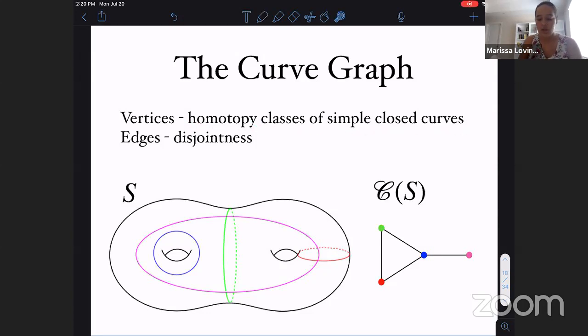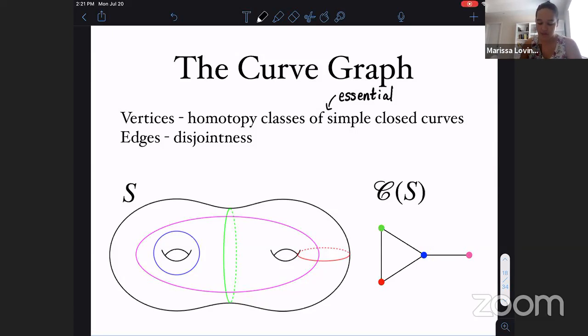Again, a reminder, simple just means that I don't want curves that self-intersect. And one thing that I didn't write here that really should be here is that I really want these to be essential. And that just means that I don't want them to be boundary parallel. I don't want them to be homotopic into a boundary. And I don't want them to bound a once punctured disk, which means I don't want them to be homotopic into a puncture. I want these to be essential, simple, closed curves. And then I'm going to introduce edges wherever my curves can be realized disjointly on my surface.